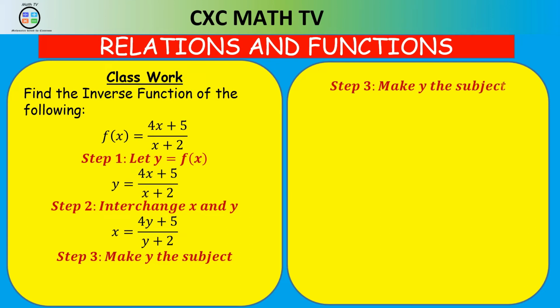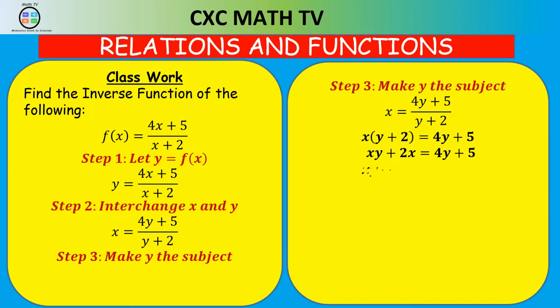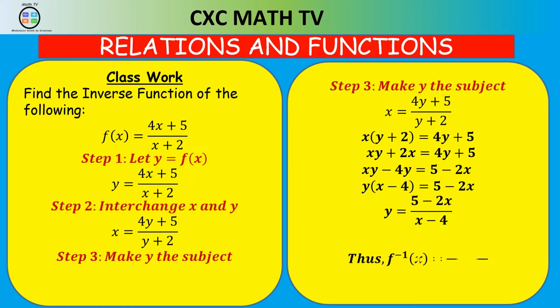So we cross multiply to get x times y plus 2 is 4y plus 5. Then we can expand the bracket: xy plus 2x equals 4y plus 5. And then we need y's on one side so we can get y alone. So now we have xy minus 4y equals 5 minus 2x. Factoring out the y, we have y times x minus 4 is 5 minus 2x. We divide both sides by x minus 4 to get 5 minus 2x over x minus 4. Now that we have y, replace it with f inverse.